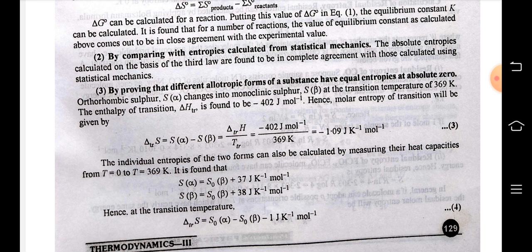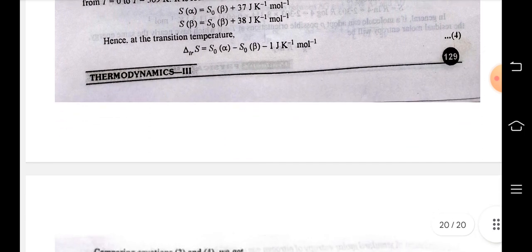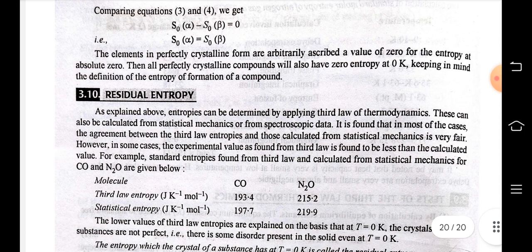It is found that S alpha is equal to S naught beta plus 37 joule per Kelvin per mole. S beta is equal to S naught beta plus 38 joule per Kelvin per mole. Hence, at the transition temperature, del TR S is equal to S naught alpha minus S naught beta, which is minus 1 joule per Kelvin per mole. Comparing the third and fourth equation, we get S naught alpha is equal to S naught beta. The elements in perfectly crystalline form are arbitrarily ascribed a value of 0 for the entropy at absolute 0. Then all perfectly crystalline compounds will have 0 entropy at 0 Kelvin, keeping in mind the definition of entropy of formation of a compound.